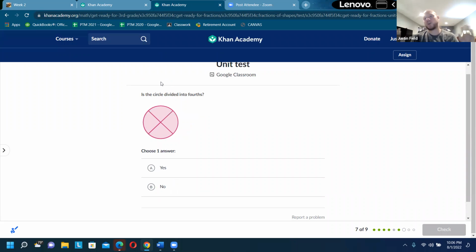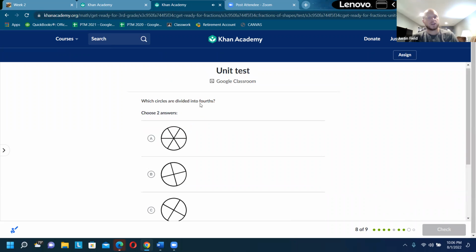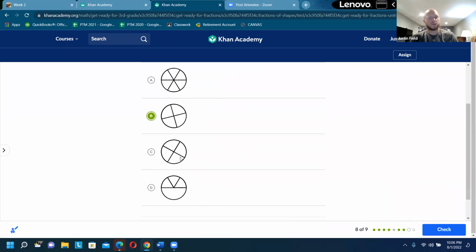But even if you get it wrong, don't feel bad. Just bring it to your tutoring session. Is the circle divided into fourths? Yes. It's equal. 4 and it's equal. Which circle is divided into fourths? Wait, what? No way. Not equal.